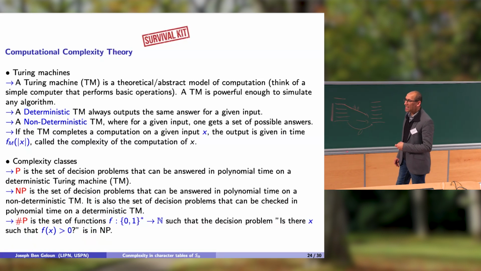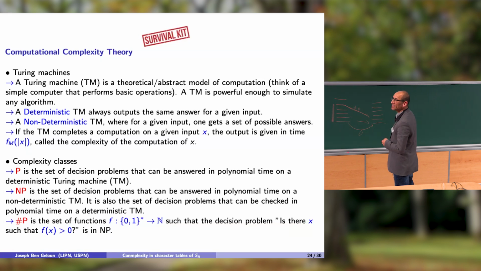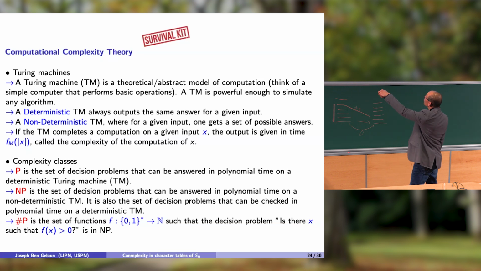But I have one question. Yes. The second line in your definition of NP. Is it the same? Where's the difference to P? Yeah. So here the non-deterministic is important. The first one is deterministic. The second sentence.